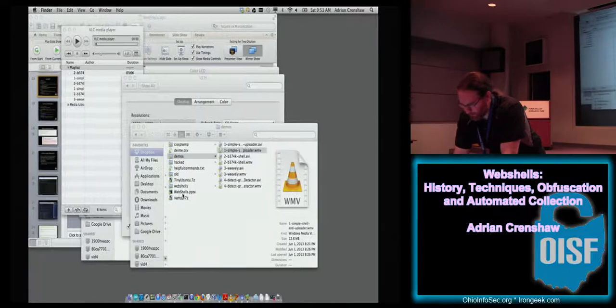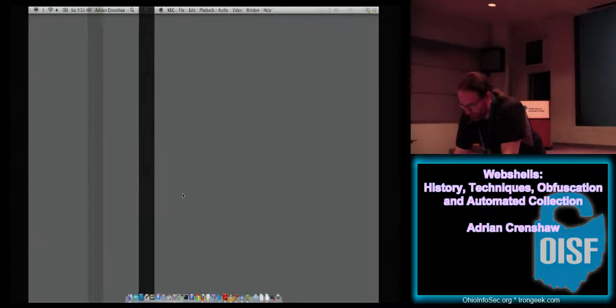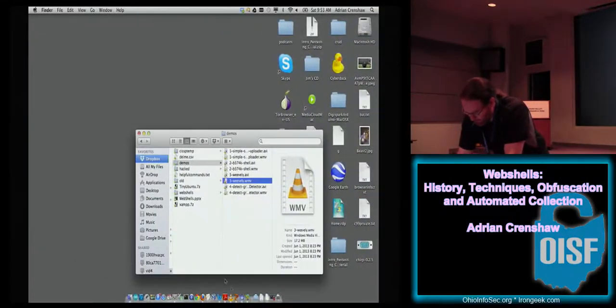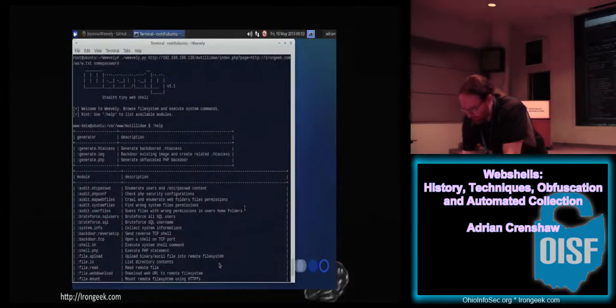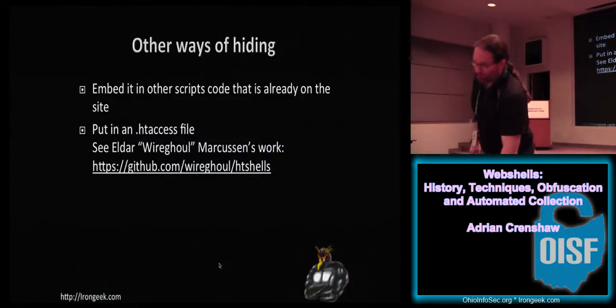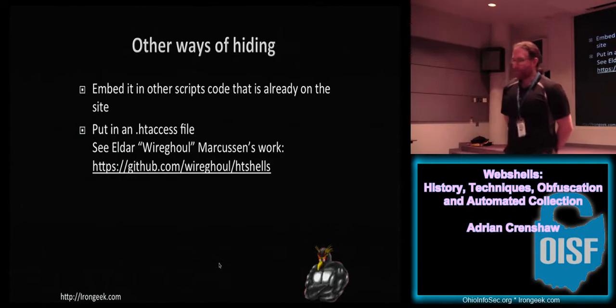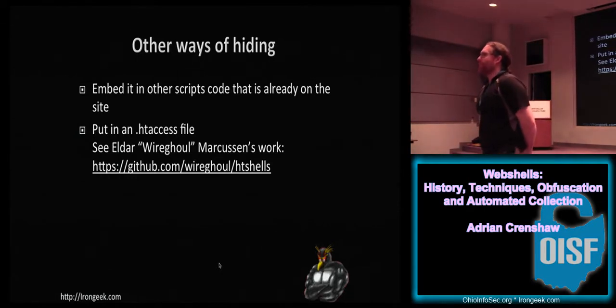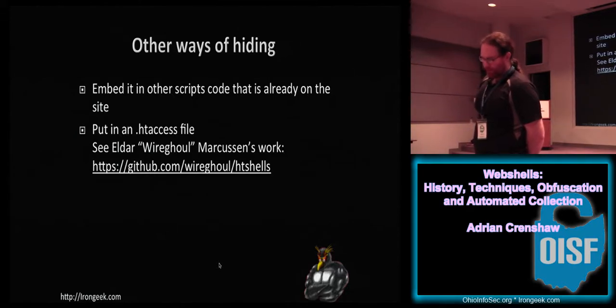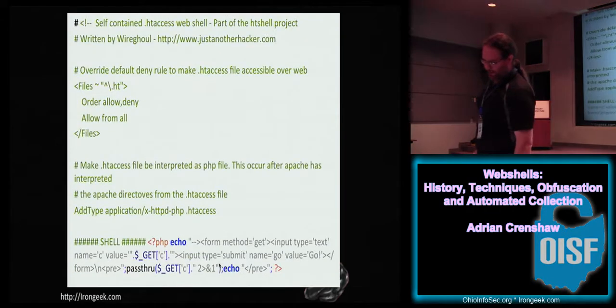Now, the next thing to come up is how do you detect all these? We got some stuff for that too. There are also ways of hiding it. A guy who goes by the handle WildGhoul found a way to add PHP code into a .htaccess file, and by doing that, people don't look at the .htaccess files, so they don't look for shells in those, and it's another obfuscated way of getting a shell out there.